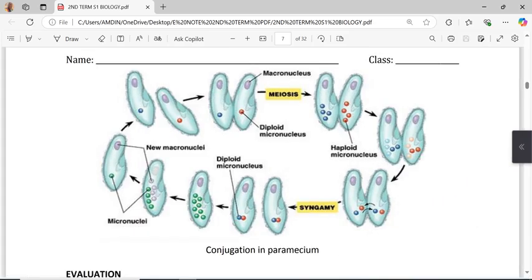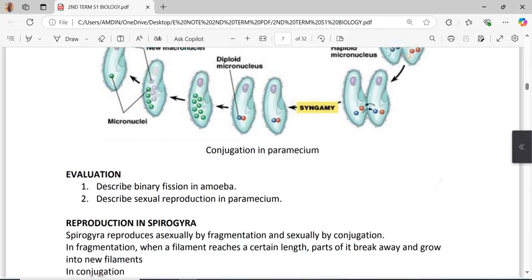You can pause the video to look at the following diagram very well.